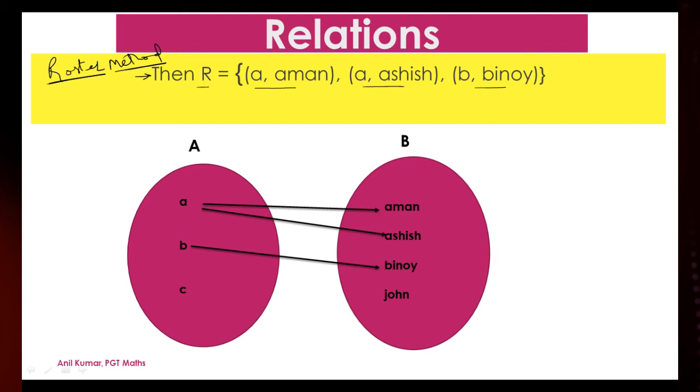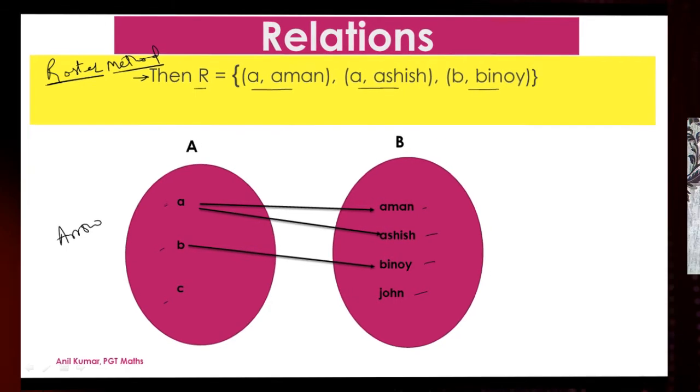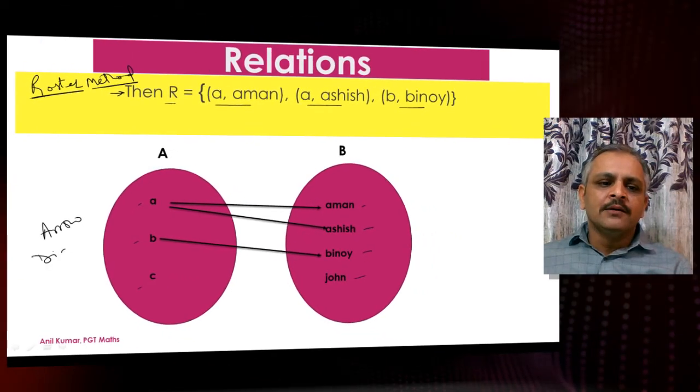Then if I represent them using an arrow diagram, set A has the elements a, b and c, and set B has the elements Aman, Ashish, Binoy and John. If I join them with that relation, a will be associated with Aman, a will be associated with Ashish and b will relate with Binoy. This way of representing our relation is known as the arrow diagram.